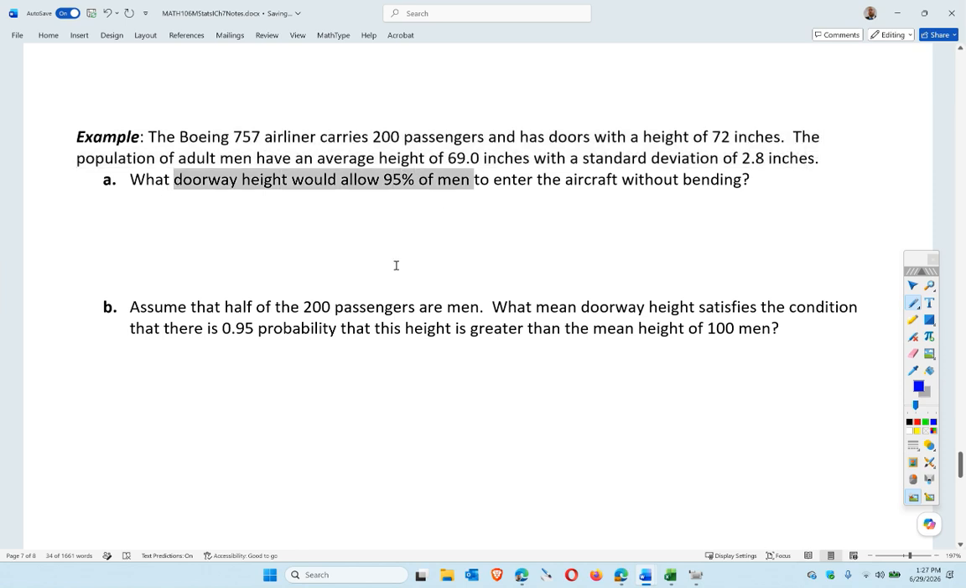So these sound like very similar questions, but one is asking about if I randomly select a person, right, from the population, what's the probability that 95% of those guesses I make are going to fit within this door essentially, right? And the other one's asking about a sample size of 100 men essentially, right? So let's go to here.